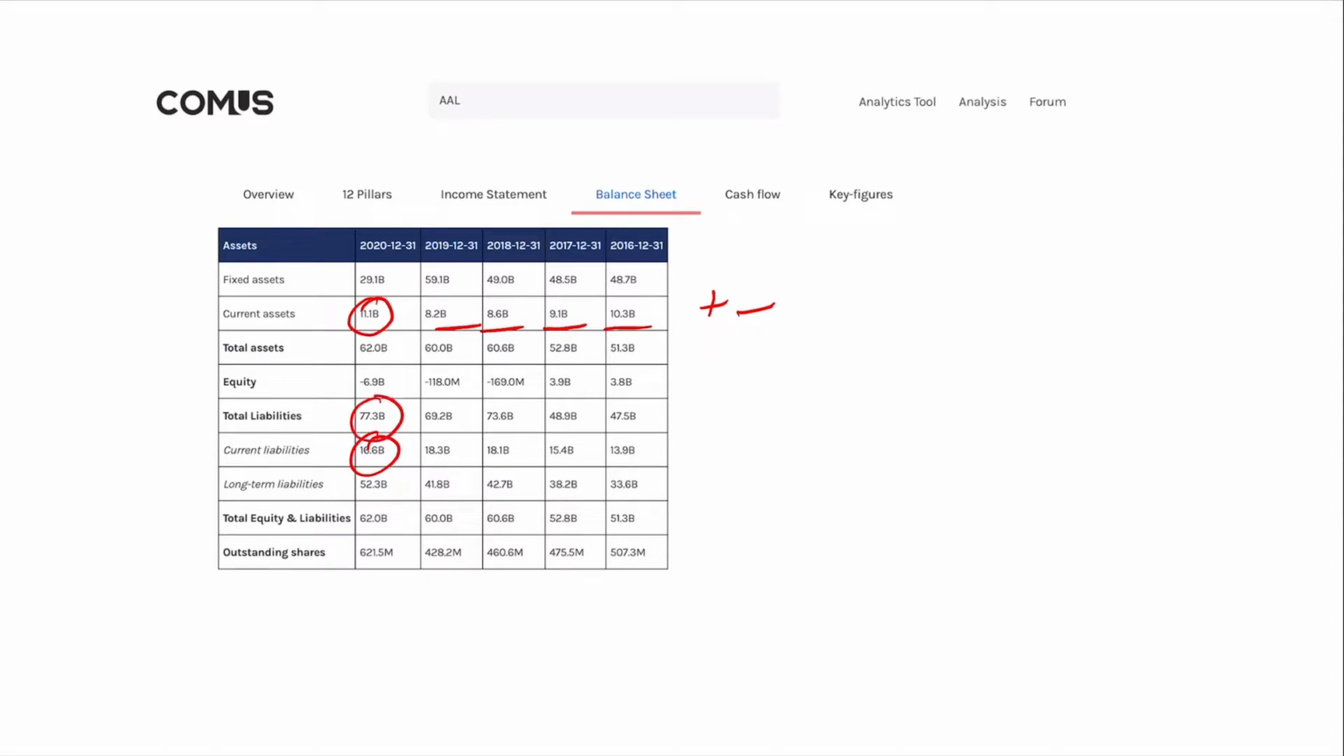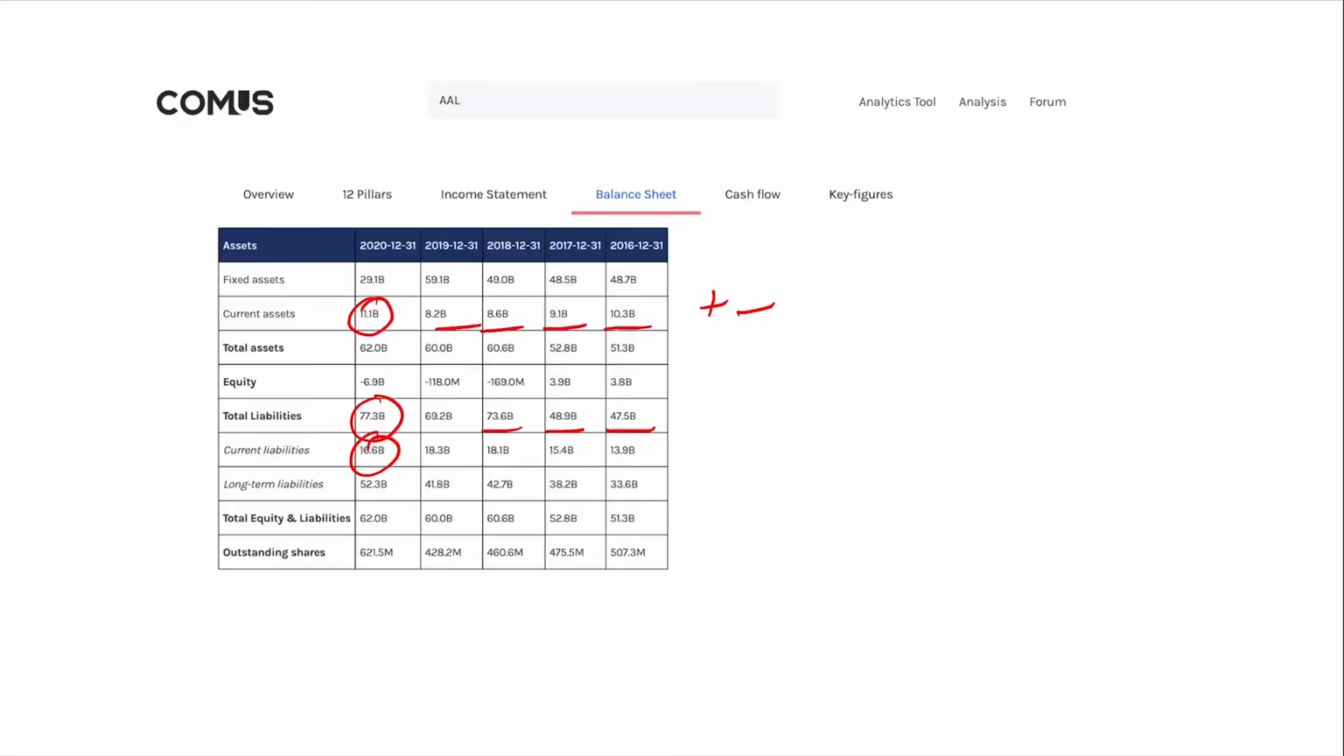Total liabilities, $77.3 billion, and we grew from 47.5 up to 77, and we can tell that we grew a couple of years, a huge development over here. Then we reduced the debt, but the overall trend is a fluctuation, but I want to see the company reducing their total liabilities, so this is a negative.